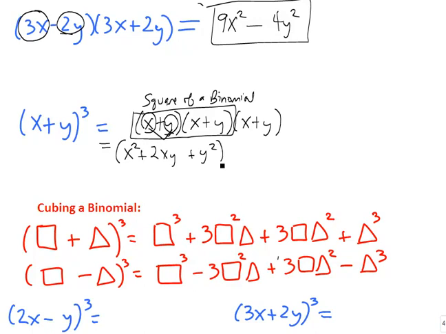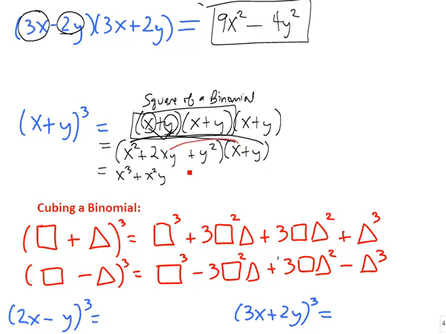Now I need to take that answer times x plus y again. And the only way to do that is by distributing. There's no special pattern at work here. So x squared times x is x cubed. X squared times y is positive x squared y.